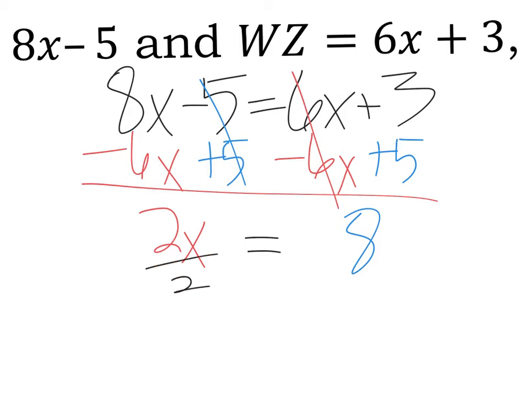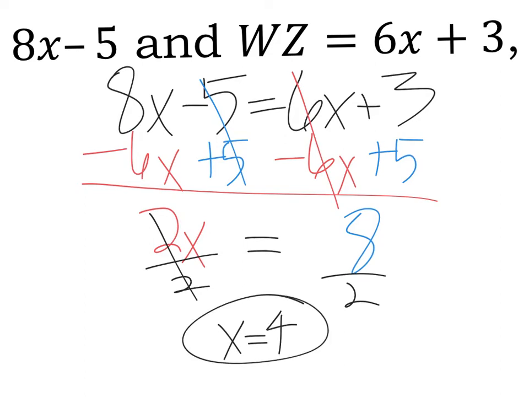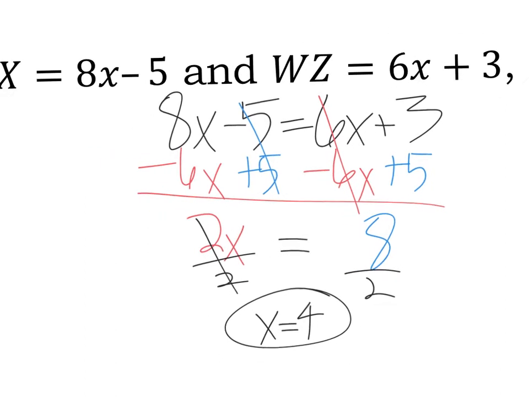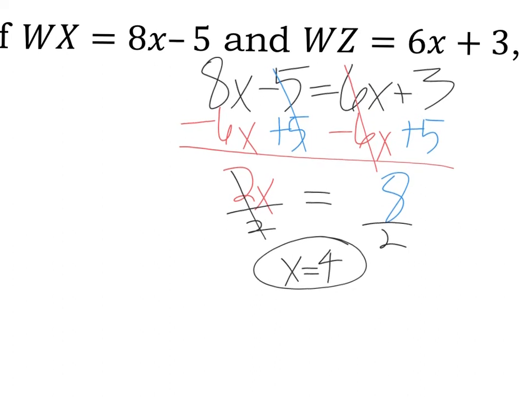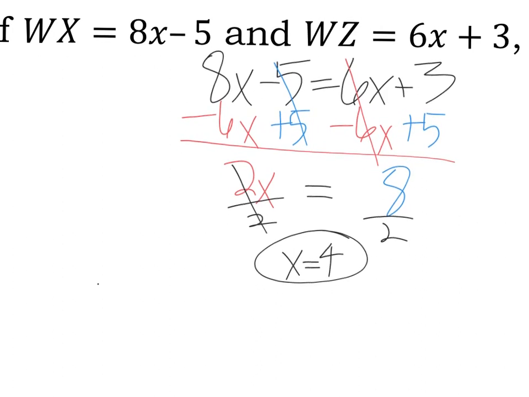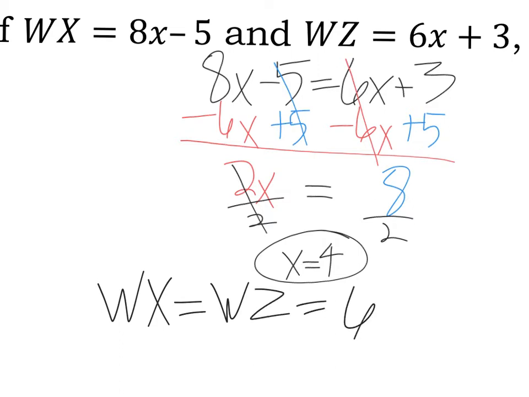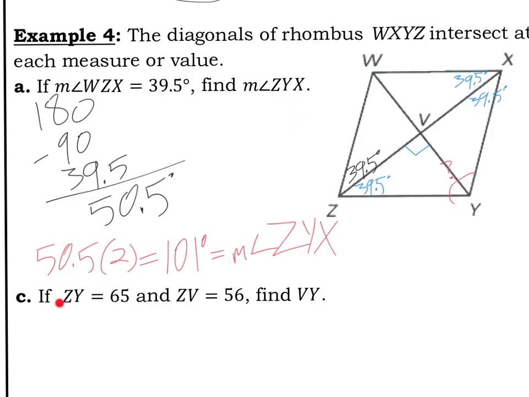And so if you divide 2 to both sides, you'll get x equal to 4. And so if I ever ask you what does WZ or WX equal, it doesn't matter which one you plug it into because WX equals WZ. So I'll just plug it into WZ. 6 times 4 plus 3 would be 24 plus 3. So that's 27.